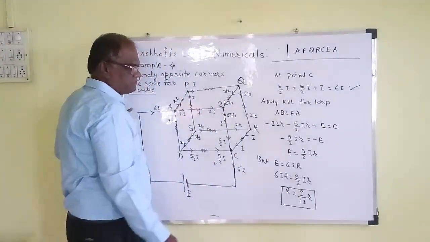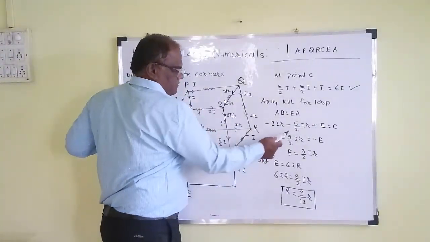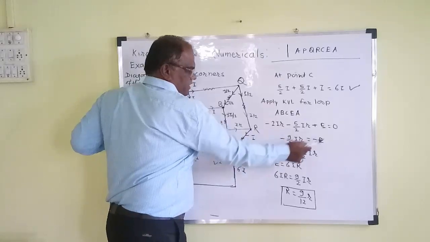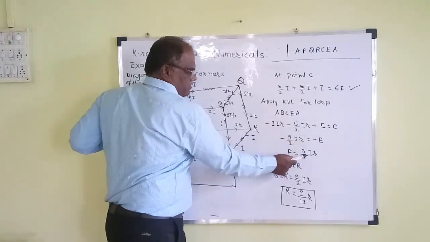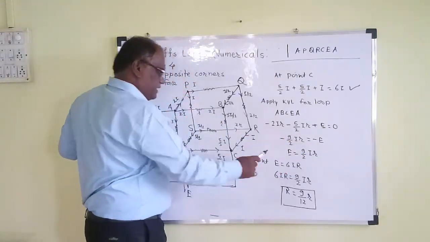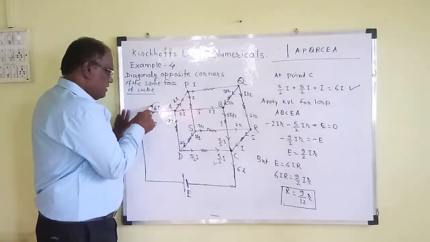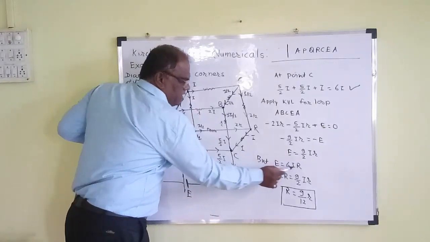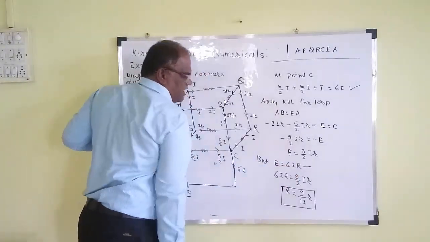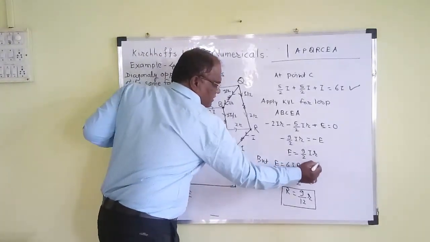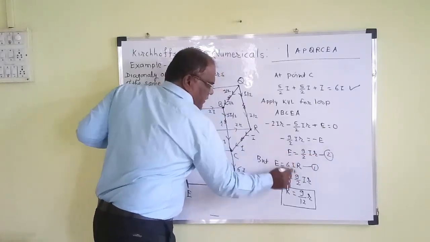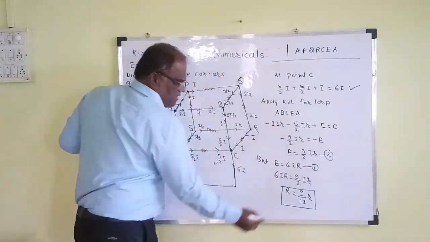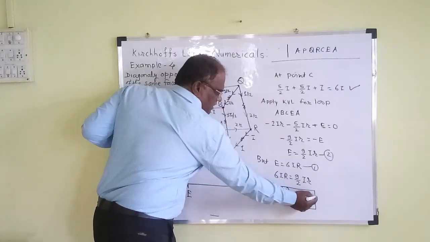Solve this. Minus 9 by 2 IR is equal to minus E. E is equal to 9 by 2 IR. But here we have taken total current 6I. Hence the value of E is equal to 6 IR. This is equation 1. This is equation 2. Comparing these equations, we will get R is equal to 9 by 12 r.